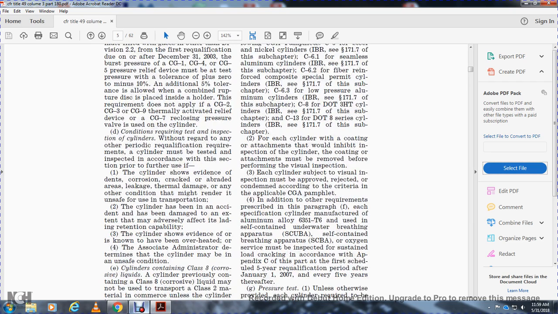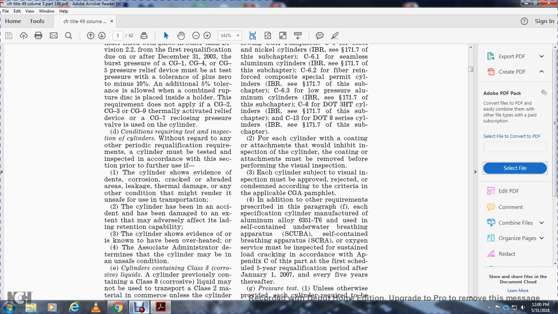Each cylinder subject to visual inspection must be approved or rejected and condemned according to the criteria applicable in the CGA pamphlet. In addition to the other requirements prescribed in this subpart, each specification cylinder manufactured with aluminum alloy 6351-T6 for use in self-contained underwater breathing apparatus or self-contained breathing apparatus, or SCBA.